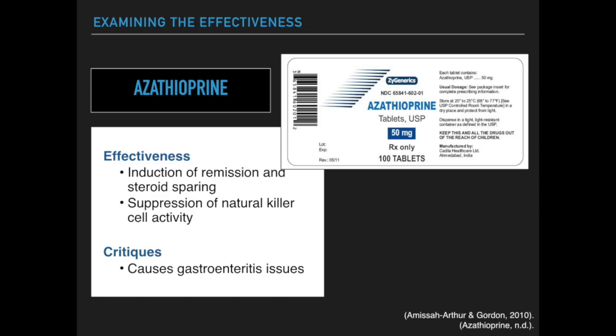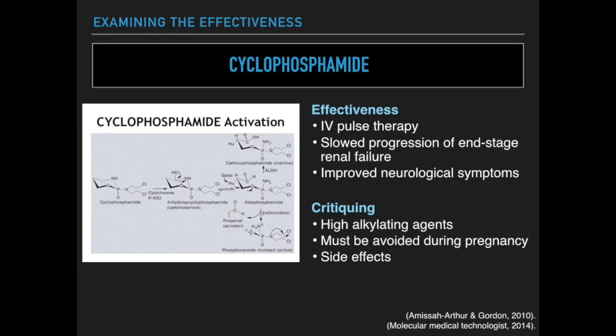Azathioprine is often used for the induction of remission and as a steroid-sparing agent for patients with mild to moderate severities of this disease. This treatment suppresses natural killer cell activity through the effects it has on cell-mediated and humoral immune responses, which causes inhibition of lymphocyte proliferation. An issue with azathioprine is that it causes gastrointestinal issues such as nausea, vomiting, diarrhea, and it can also lead to drug withdrawal.